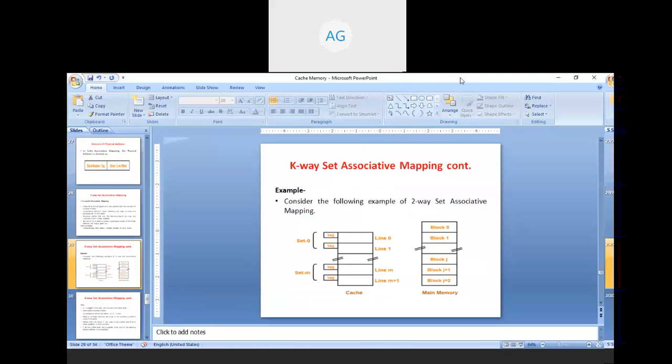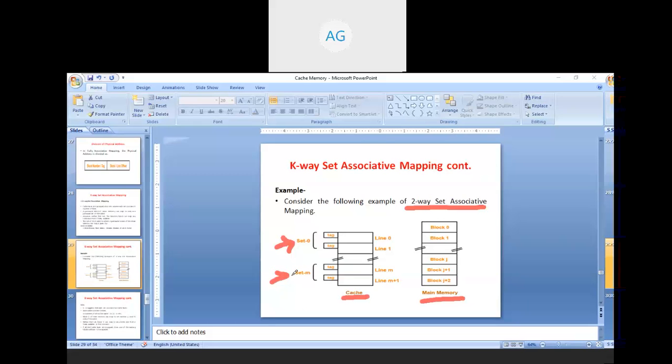So from the figure of k-way set associative mapping, you can easily find out how it is working. Consider the following example of a two-way set associative cache. Here you can see we have two memories, the cache memory and the main memory. The main memory is divided into equal sized blocks. The cache memory is divided into equal size lines numbered from 0 to line m plus 1, but here you can see an important new word, which is set numbers.